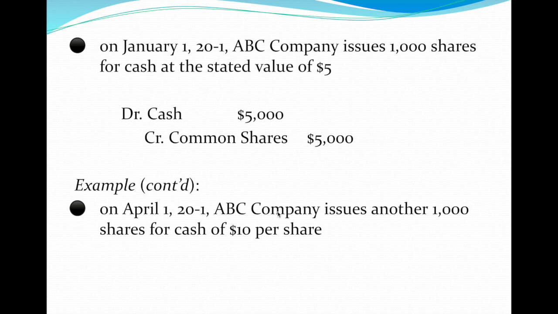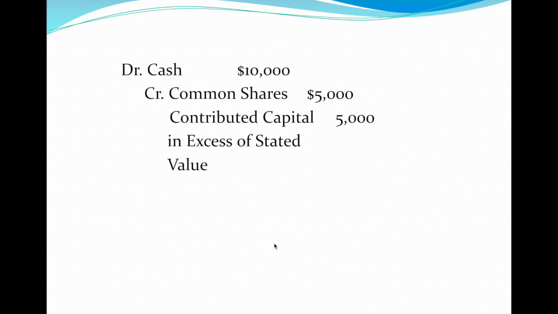Where the change happens is if we sell those shares for more than their stated value. So let's say $10 per share. If that were to happen, then the entry gets a bit more complicated. And it looks like this. We still debit cash for 10,000. We still credit common shares for the stated value. What happens with the extra money is it goes into what's called contributed capital. And then in our explanation, we just write in excess of stated value.